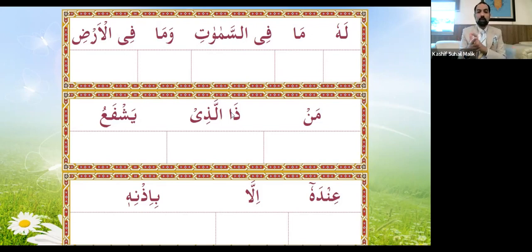Now, be is a harf-e-jar, it is a different one. Izn. The moment you say, oh, it is izn, I know izn Allah, meaning by Allah's permission. And in Urdu, by the way, it's common in Arabic as well, we say izn-am in Urdu also, which means permission. His permission. Who is he here? Allah. Allah, exactly.